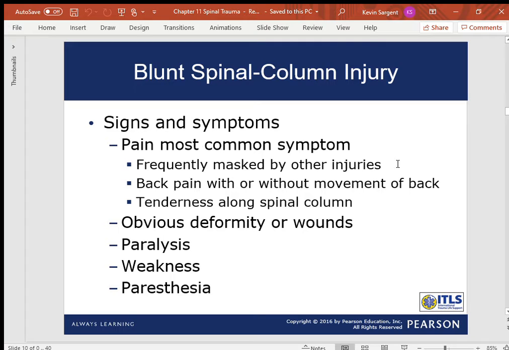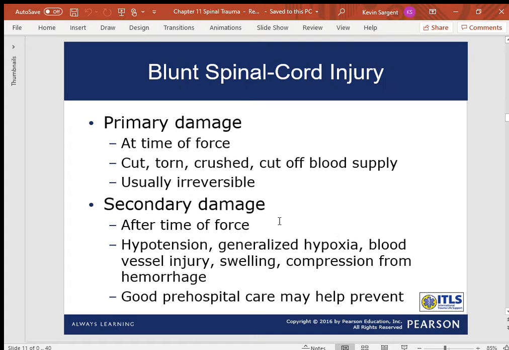Also remember that back pain can also be caused by retroperitoneal issues involving the kidneys, and loss of blood in the retroperitoneal space could be very devastating. Obvious deformity or wounds of the spinal column, they have paralysis, they have weakness where it's weakest, paresthesias, they have trouble moving certain parts.